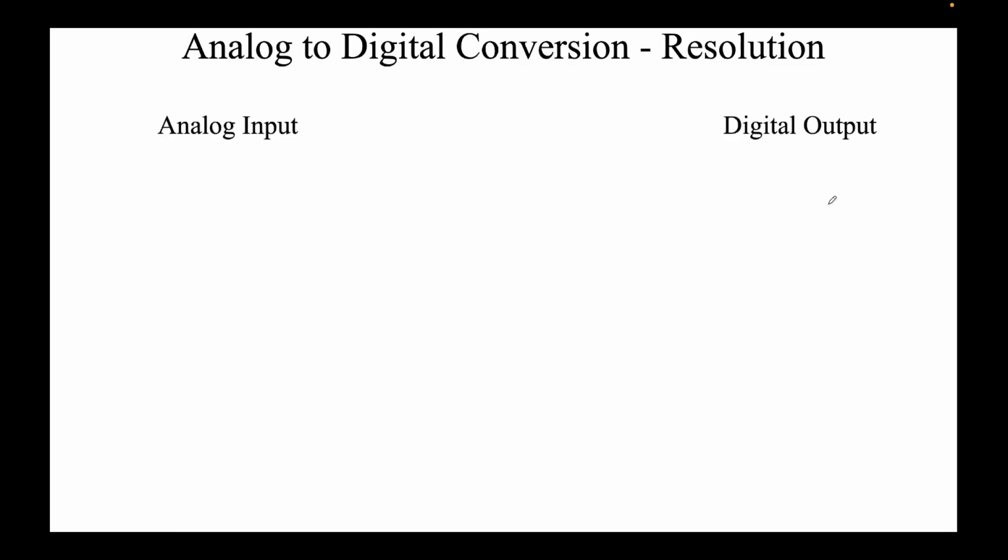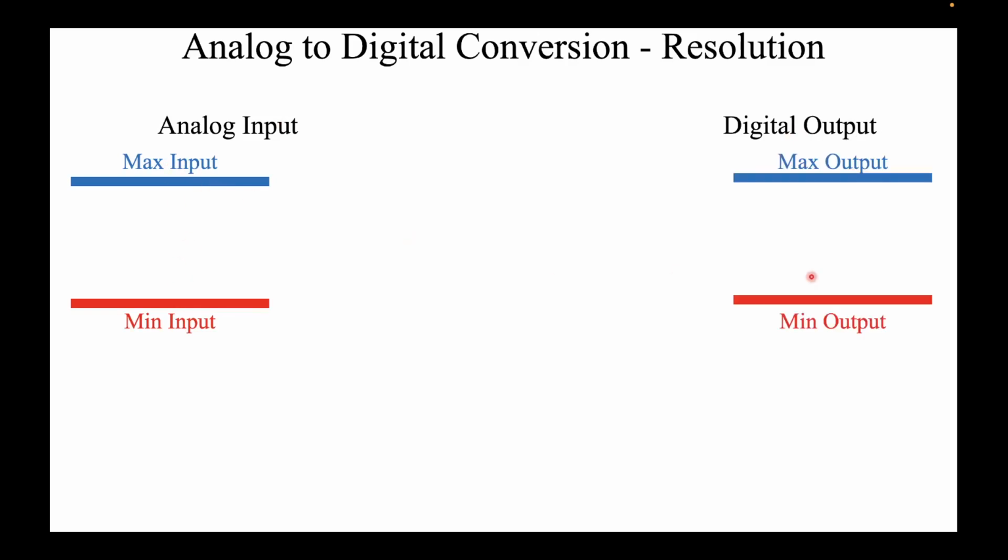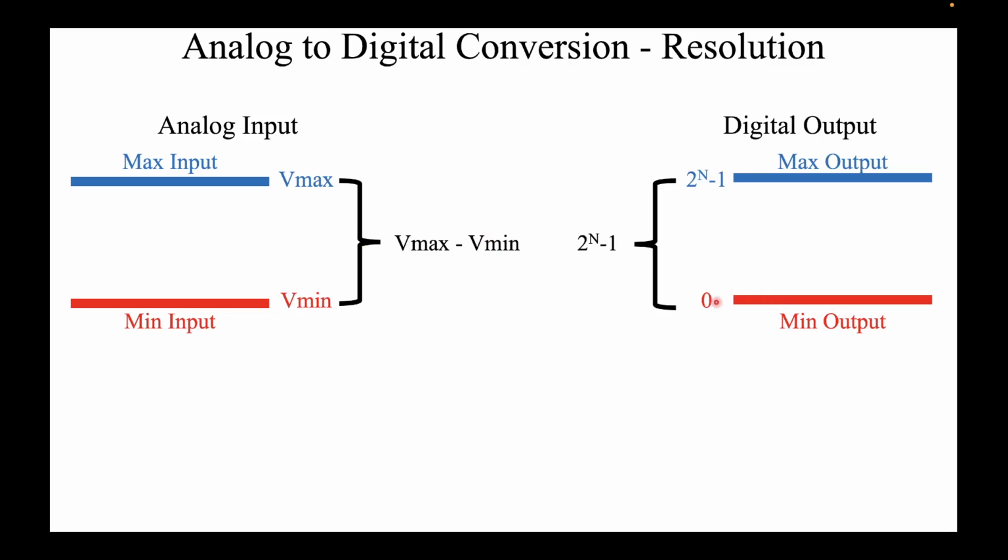do we mean by resolution? So we have an analog input and we have a digital output. We know that much. On the left side you can see the input. The red line is the minimum and the blue is the maximum. Similarly, on the right side the red is the minimum and blue is the maximum. Let's say this voltage is Vmin to Vmax, so the difference will be Vmax minus Vmin between the input voltages. Similarly, the minimum output is 0.